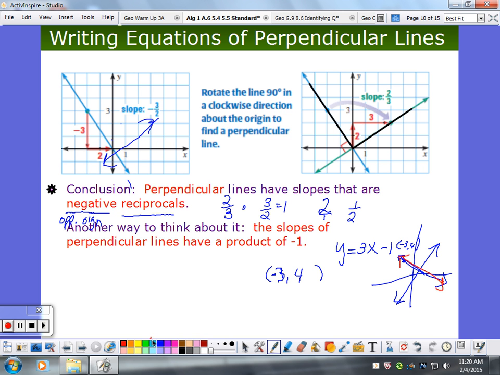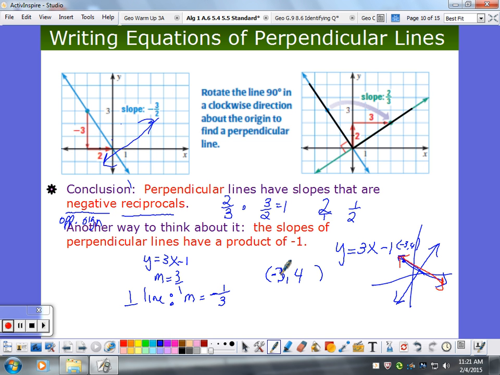So here's what you do. My original line has a slope of what? 3. So my perpendicular line, what is its slope going to be? -1/3. Now where does that come from? Negative reciprocal, which means you do two things. If this is positive, make it negative. If it was negative, you'd make it positive. And then you take this and turn it upside down. 3 is really 3/1. Take the reciprocal. It goes through this point.